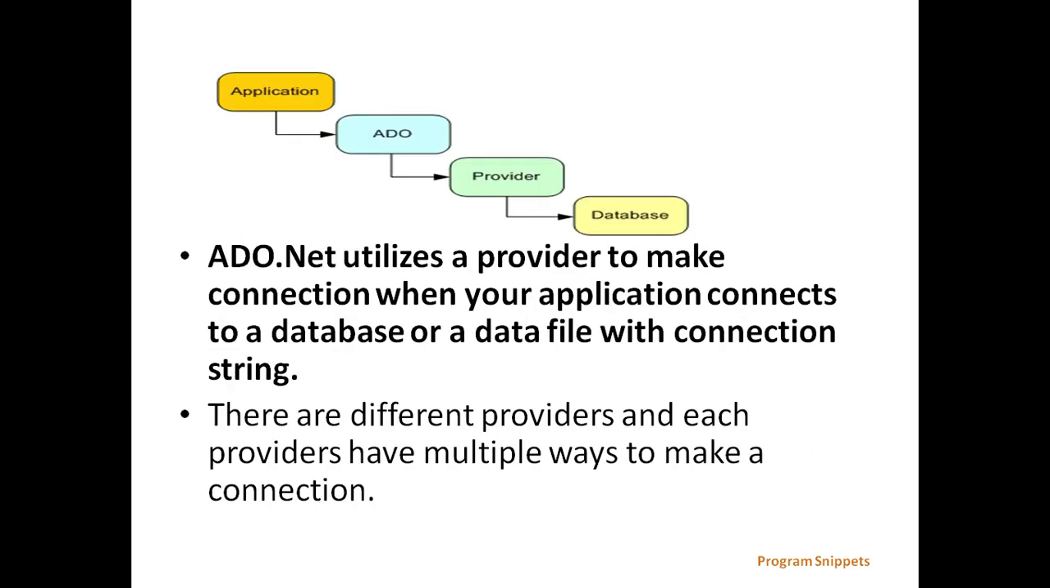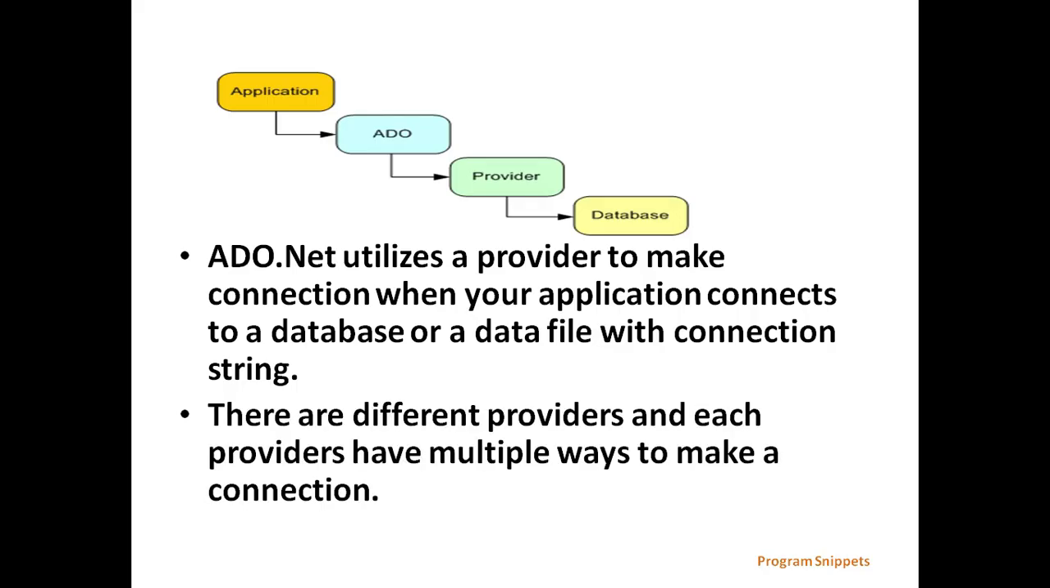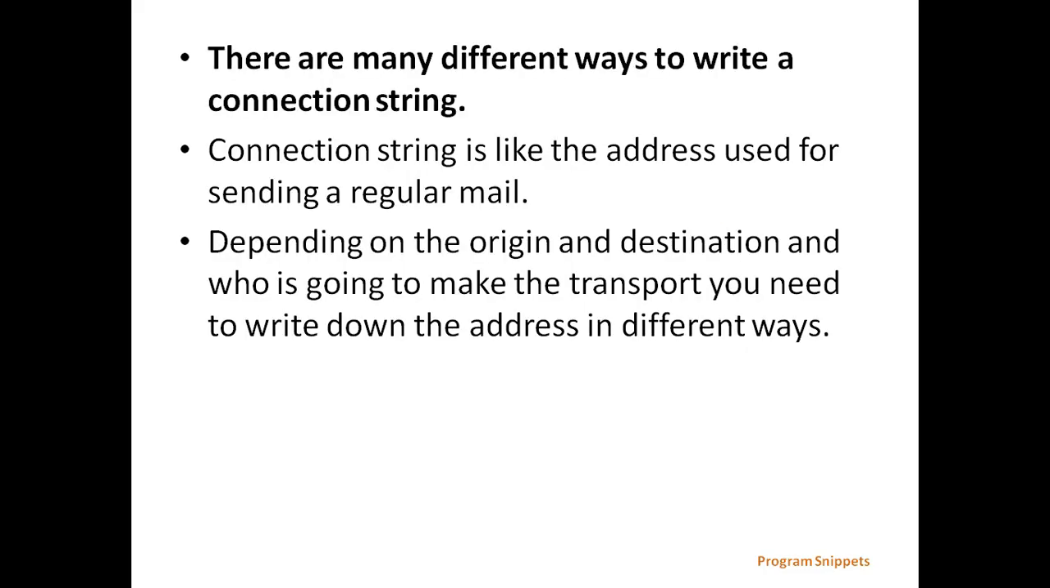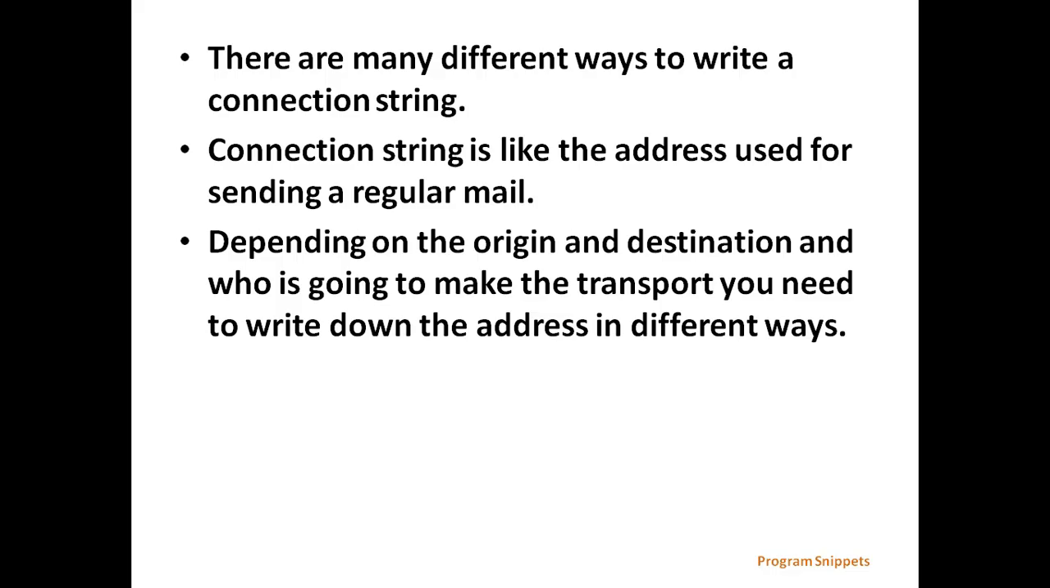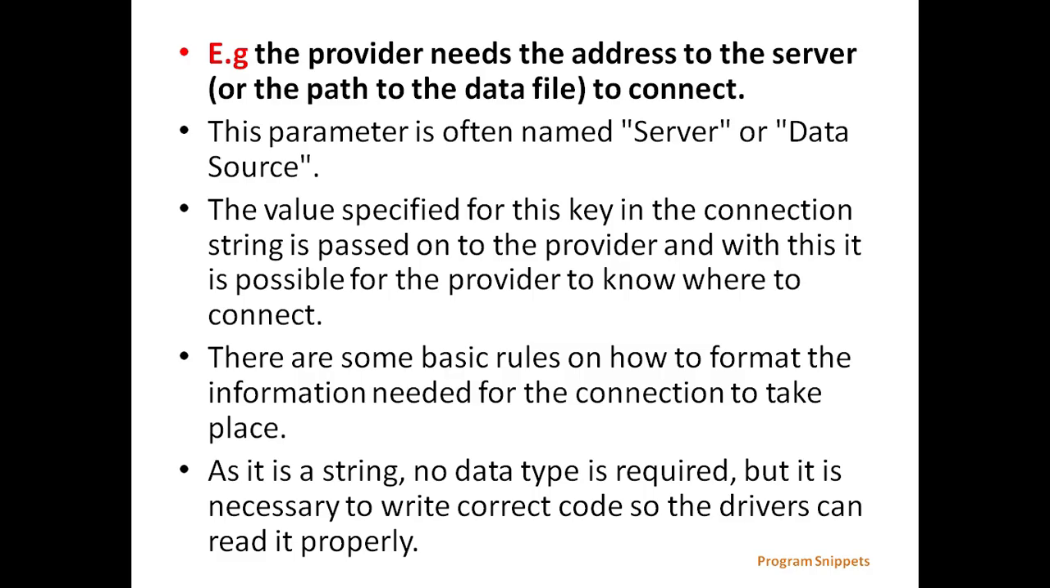ADO.NET utilizes a provider to make a connection when your application connects to a database or a data file with a connection string. There are different providers and each provider has multiple ways to make a connection. There are many different ways to write a connection string. A connection string is like an address that is used for sending a regular email. Depending on the origin and destination and who is going to make the transport, you need to write the address in different ways.